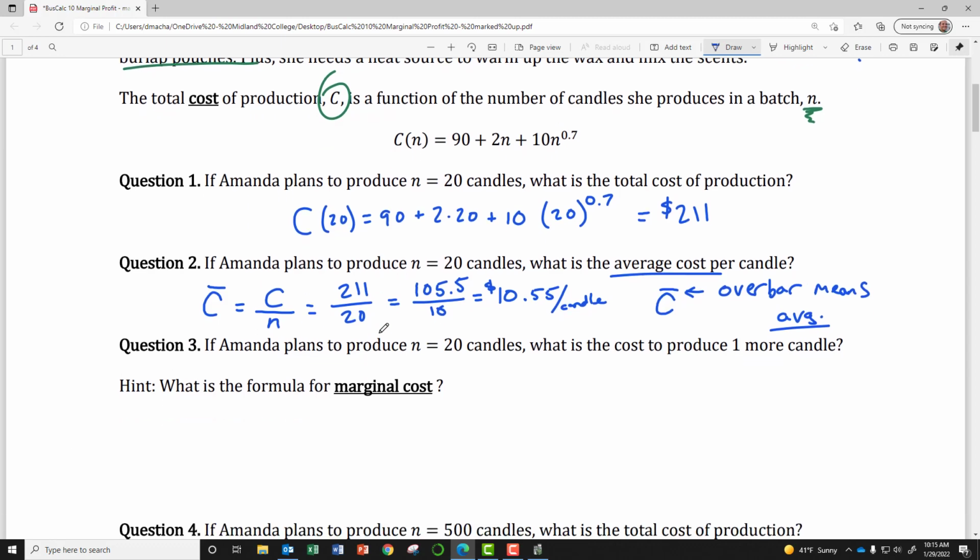Question 3 says that if Amanda plans to produce 20 candles, what would be the cost to produce one more candle? So she's already planning on a batch of 20 candles. What if she extends the batch to 21 candles? How much more is it going to cost? And my hint for you is that whenever we ask what's the cost to produce one more, we're saying, this is the marginal cost. What we mean when we use the word marginal is what's the cost to produce one more. It's the cost on the margin.